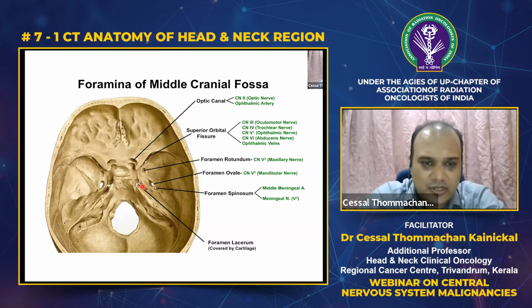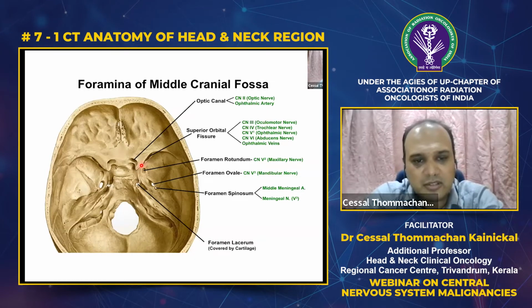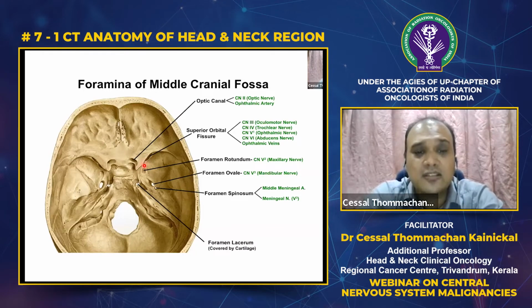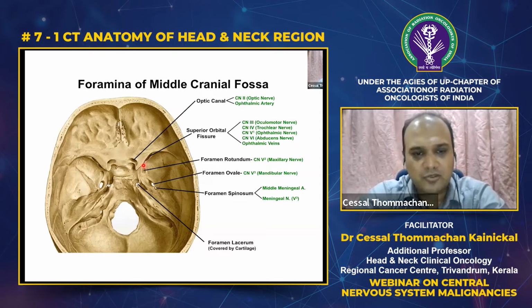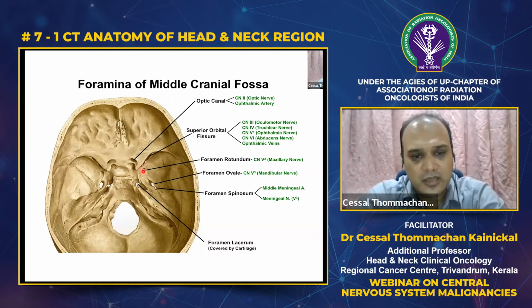This is the carotid canal, which carries the internal carotid artery. This part is called the cavernous part of the internal carotid artery. This is the area where I will show you a picture of cavernous sinus involvement, which occurs either from carcinoma of the nasopharynx or from the paranasal sinuses. Then posterior to that, you have the foramen rotundum.